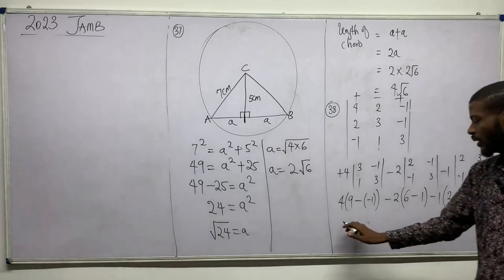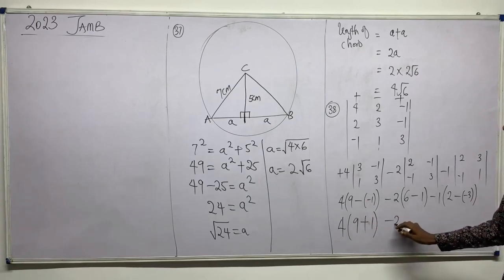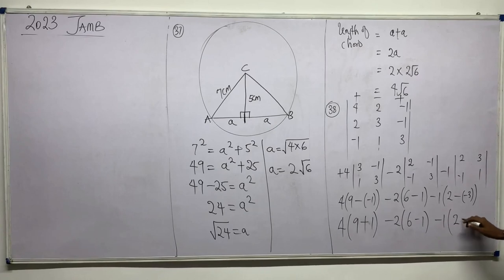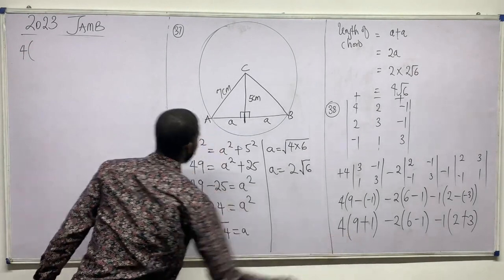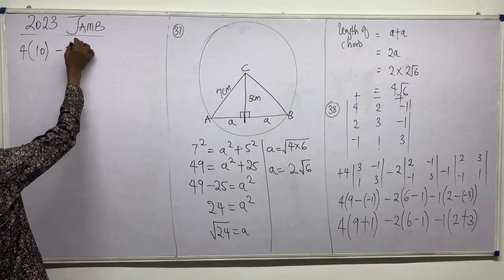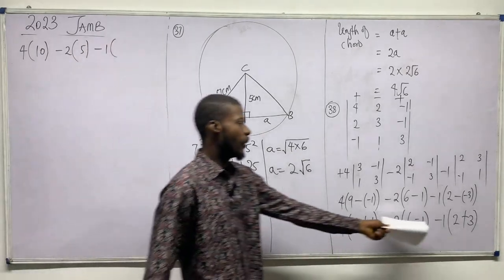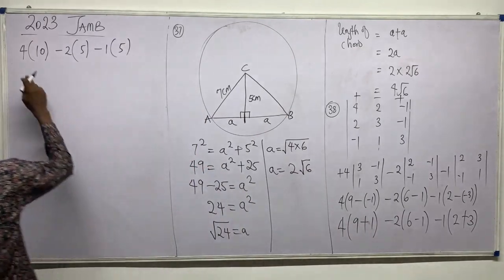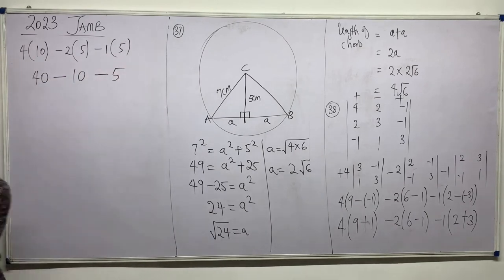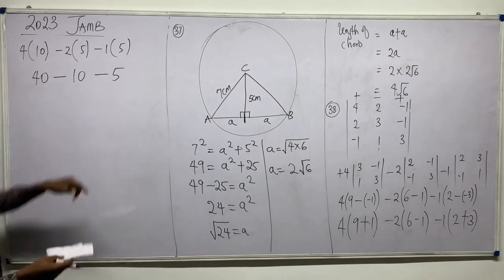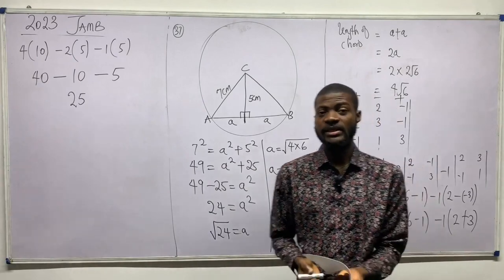Now this is 4. Then I have 9 minus minus, which is plus 1. And this is minus 2 with 6 minus 1. Minus 1 bracket, 2 plus what? 3. And this will become 4 bracket, 9 plus 1 is 10. Then minus 2 bracket, 6 minus 1 is what? 5. Then minus 1 bracket, 2 plus 3 is what? 5. Okay. 4 times 10, 40. 2 times 5, 10. 1 times 5, 5. 40 minus 10 is 30. 30 minus 5 is what? 25. So the answer for that will be 25.